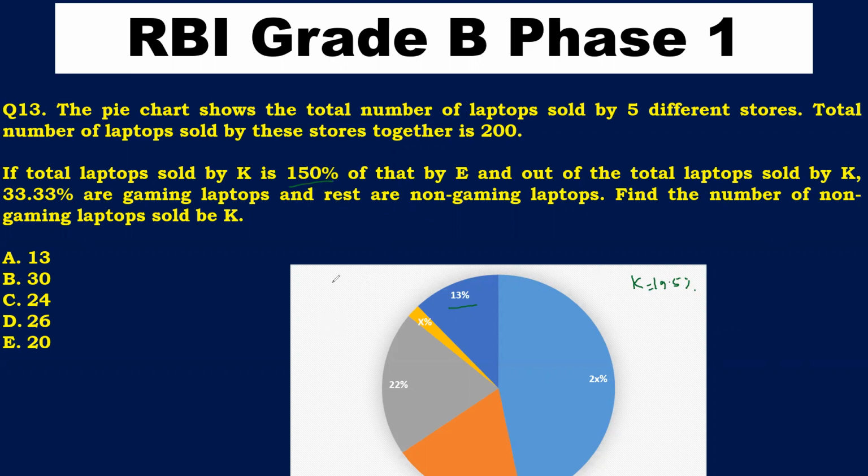So you know, total laptops sold by all is 200. Out of which E is going to sell 13%. That means K is going to sell 19.5% of this number. So 19.5% of this number is what K is selling, out of which 1/3 are gaming laptops and rest are non-gaming. So that means non-gaming will be 2/3. So you have to calculate 2/3 of it. Zeros will get cancelled. This is 19, 39, 13 into 2. Answer will be 26. Solve this, the answer will be 26.